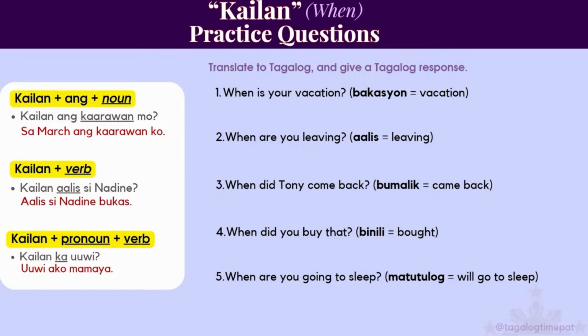Number 1, when is your vacation? Bakasyon is vacation. So let's just follow, I think it would be rule number 1. Kailan ang bakasyon mo? So, kailan, then the word ang, then the noun, which is vacation, and then the pronoun. Kailan ang bakasyon mo? The response, sa susunod na linggo ang bakasyon ko. Next week. My vacation is next week.